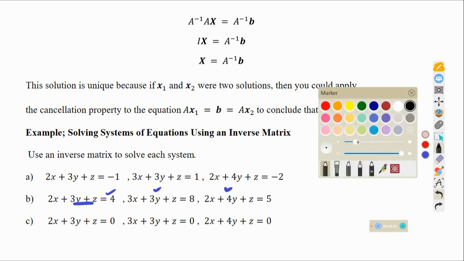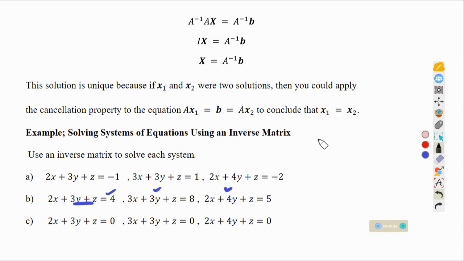So, like the way we have done in part A, we shall use the same technique to deal with part B. So first of all, we need to place these equations here in matrix form, and in matrix form we shall have it as 2, 3, 1. We are taking the coefficients for this equation. The coefficients for this equation 3, 3, 1. The coefficients for this equation 2, 4, and 1.